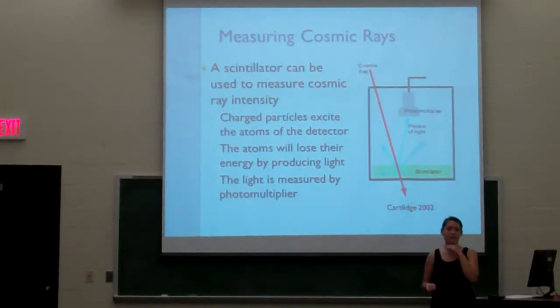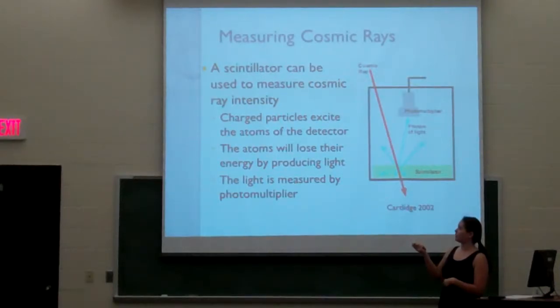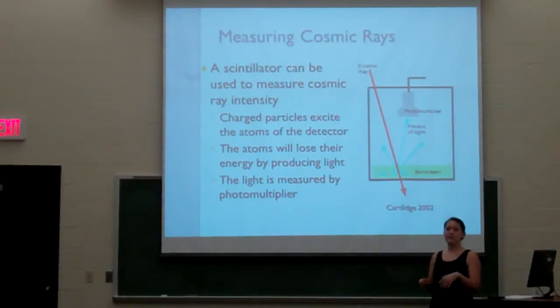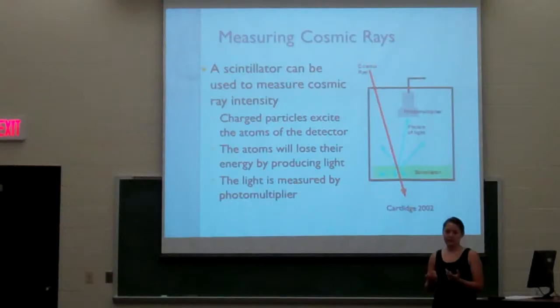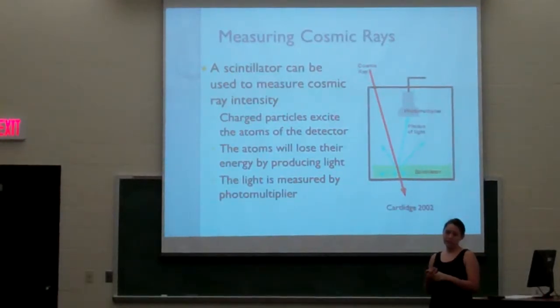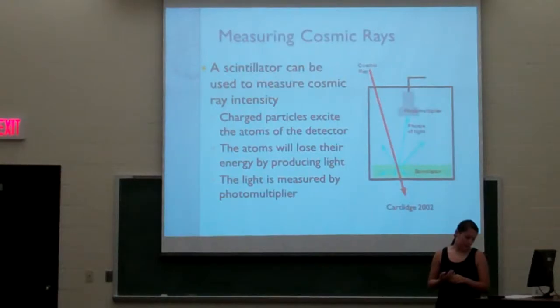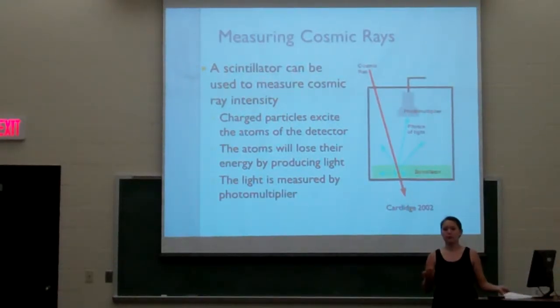This is one method for measuring cosmic rays that we have here. It's called a scintillator. Basically, the cosmic ray particles are going to hit the scintillator and excite the atoms of the detector in the scintillator. Those atoms will lose their energy by producing light, and then another detector called a photomultiplier is going to take that light and transform it into a larger electrical signal that we can measure. So the higher the signal, the more particles are hitting the scintillator.